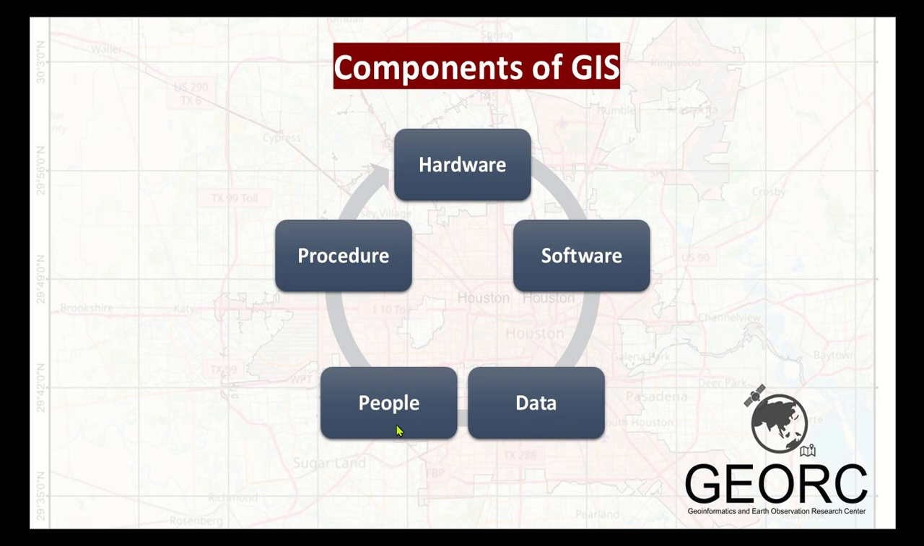And the fourth component is the people, or you can say users. The users are the ones who analyze the data, interpret the patterns, and apply the results in the real world to solve problems.